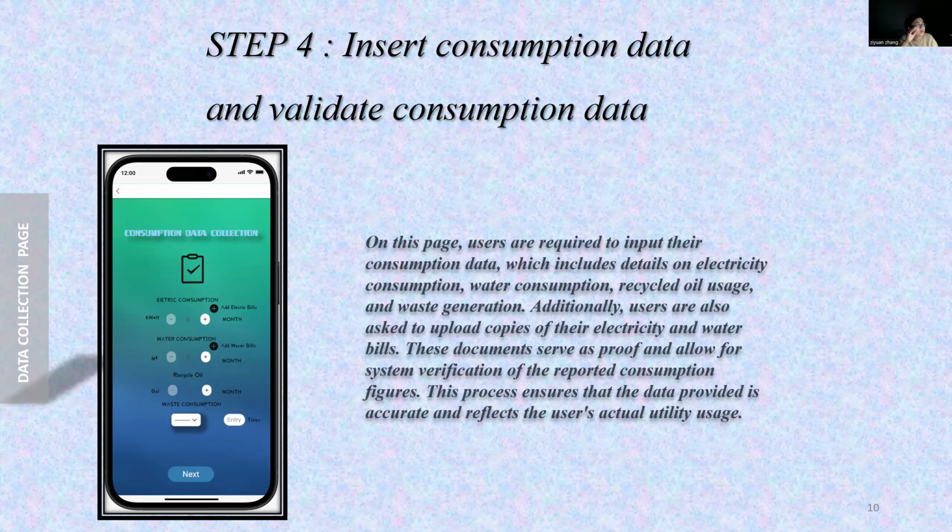Additionally, users are also asked to upload copies of their electricity and water bills, which is related to the process, validate consumption data from user. As mentioned in our DFD, the system will check the user's consumption data for approval. So here, the system asks the user to upload their bills for approval.